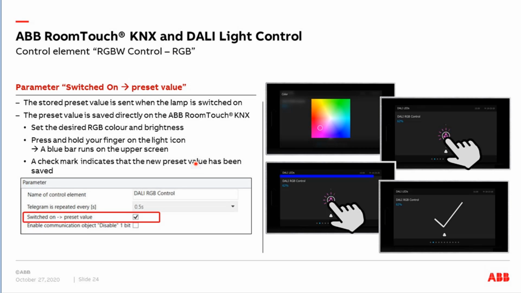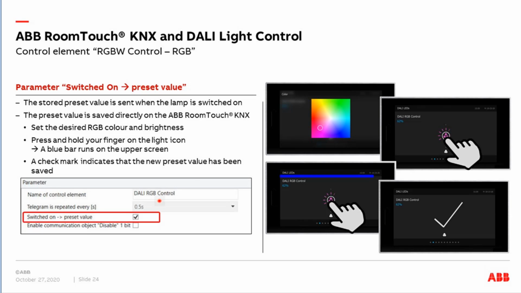So now let's come to the next parameter, switched on via preset value. What is behind it? We can store a so-called preset value in this control element in the RoomTouch. When we switch off and the next time switch on, this preset value is always sent from the RoomTouch to the DALI gateway. So now I can change the color like I want, but when I switch off and on again, I always have the same colored light in my room.